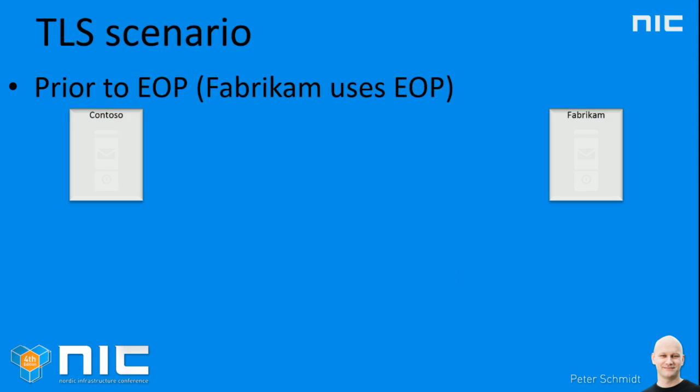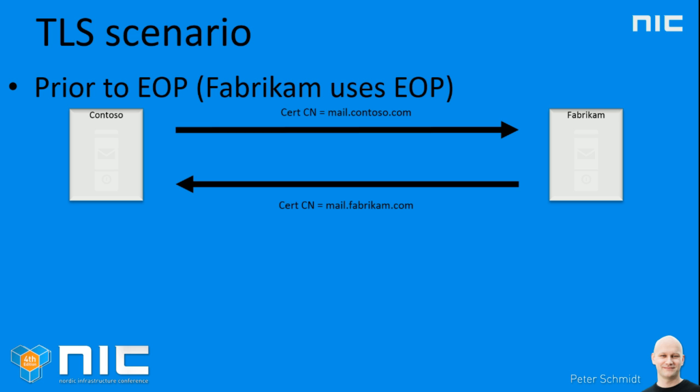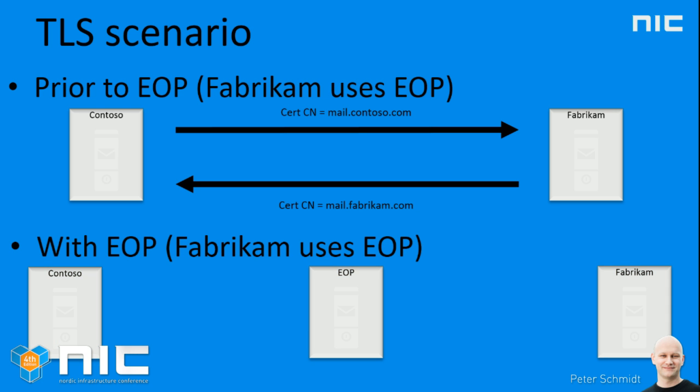If we have a look at the different TLS scenarios, the way it works in Office 365 is that prior to Exchange Online Protection, we had certain common names on our certificates that matched the organizations that we communicated with. With Exchange Online Protection in between, that common name on the certificate changes. So you have to update the configuration on the on-prem environments in both ends for this to work as well.